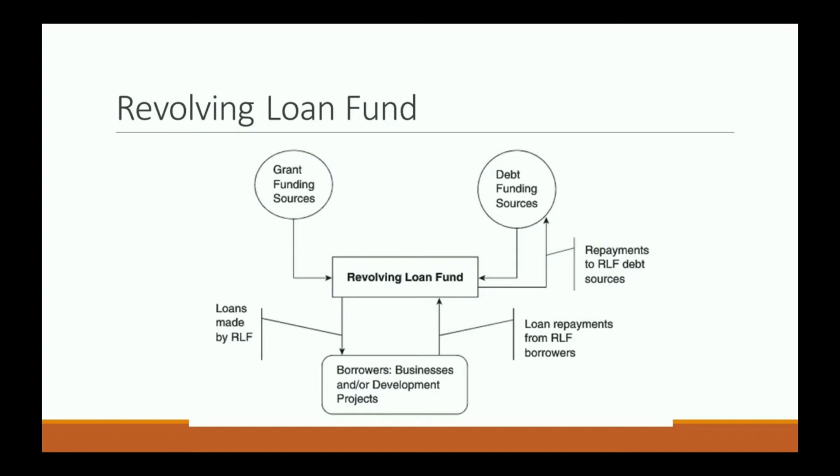So once the revolving loan fund is funded either through grants or debt, the organization is then able to make loans. So the borrowers would receive the loans and then they would begin repayment of the loans, both principal and interest.